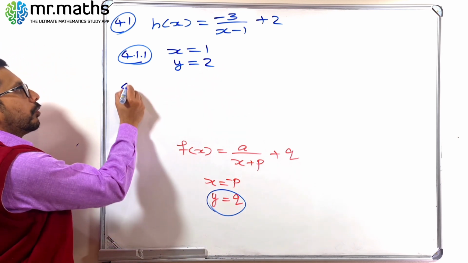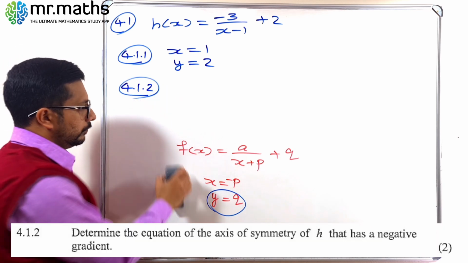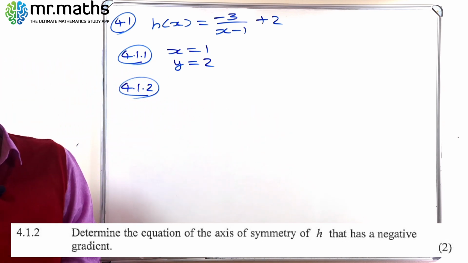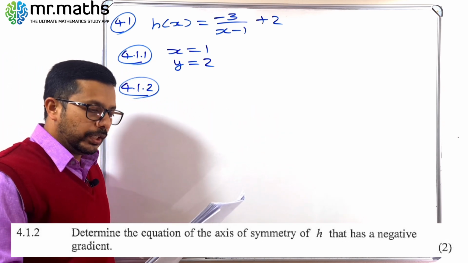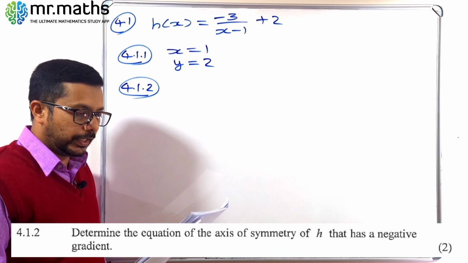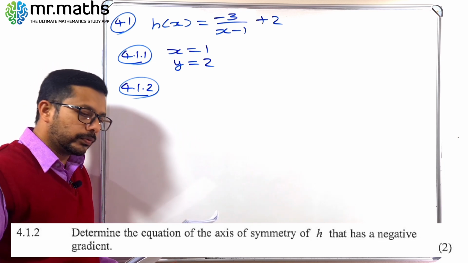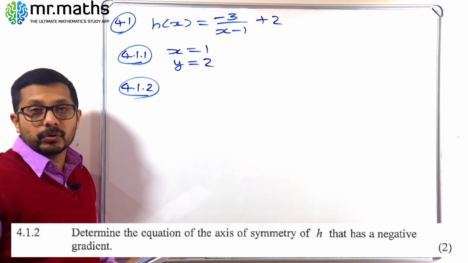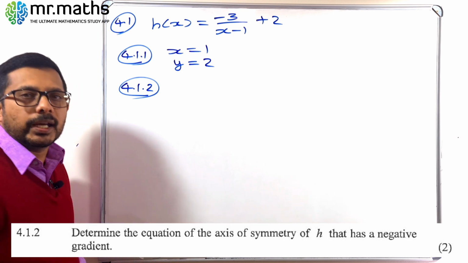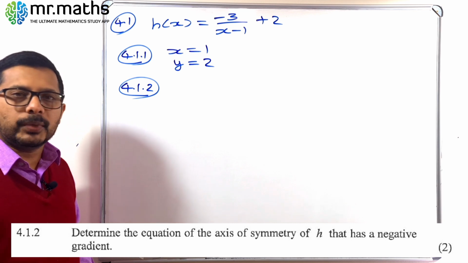Next question, 4.1.2. Determine the equation of the axis of symmetry of h that has a negative gradient. What is the meaning of that one, guys? Determine the equation of the axis of symmetry of this h of x graph. So you have to find the equation of the axis of symmetry that has a negative gradient. So what is the meaning of that question?